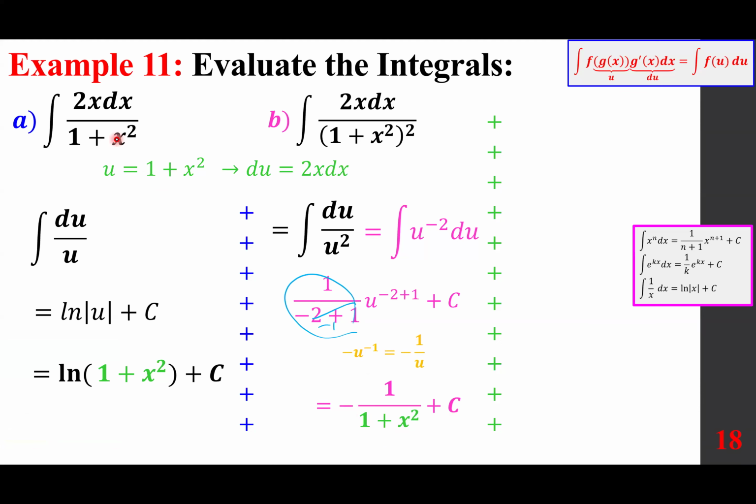So similar questions, different results, because this denominator has no exponent, it ends up being a natural log. This one has an exponent. Any exponent, it ends up using the power rule. And that's the idea, everybody.